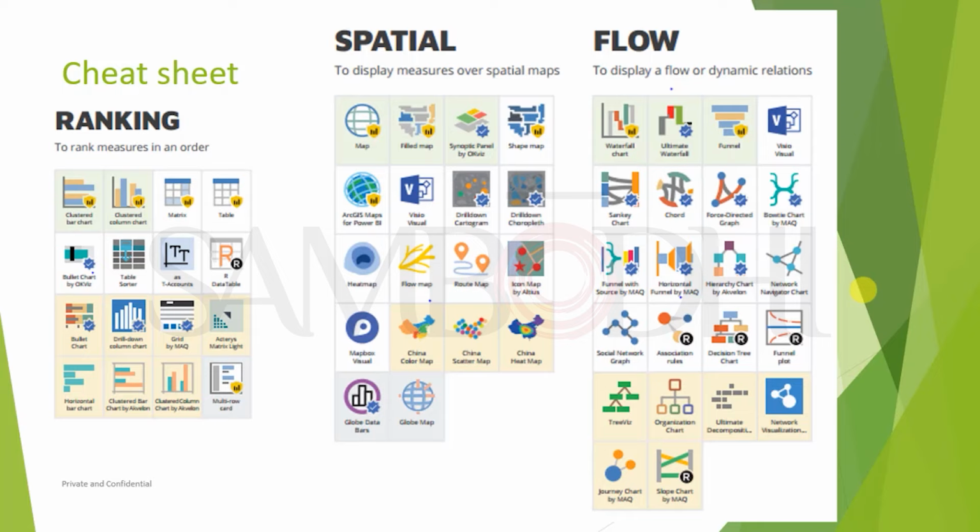There are new ArcGIS maps in the latest version of Power BI Desktop. Along with that, you have different kinds of charts. One of them is Globe data bars, and there is a drill down cartogram and drill down choropleth. All three of them are available in AppSource.